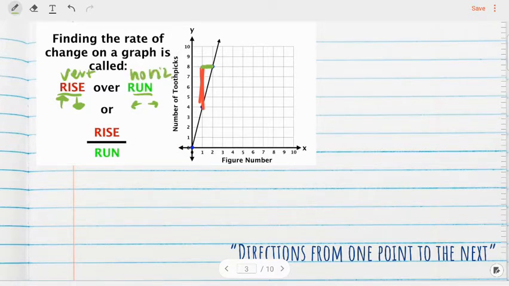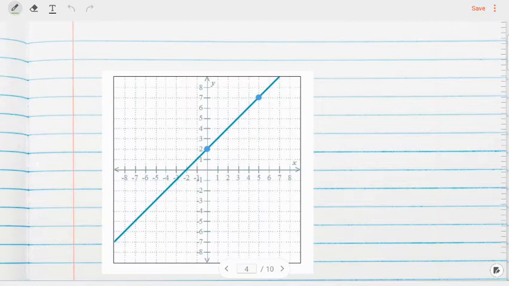And when I identify my slope, I write it as a fraction. I write the number of units that it rose on top and the number of units that it ran horizontally on the bottom. So let's look at an example. Again, I'm going to write my formula down. I want rise on the top of the fraction and run on the bottom.